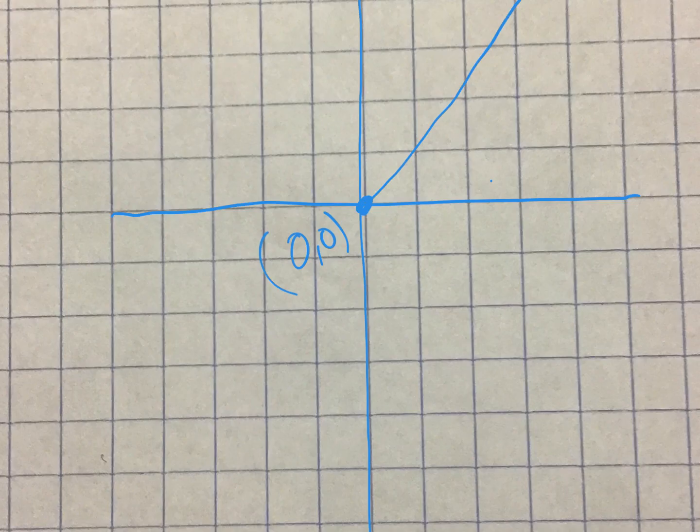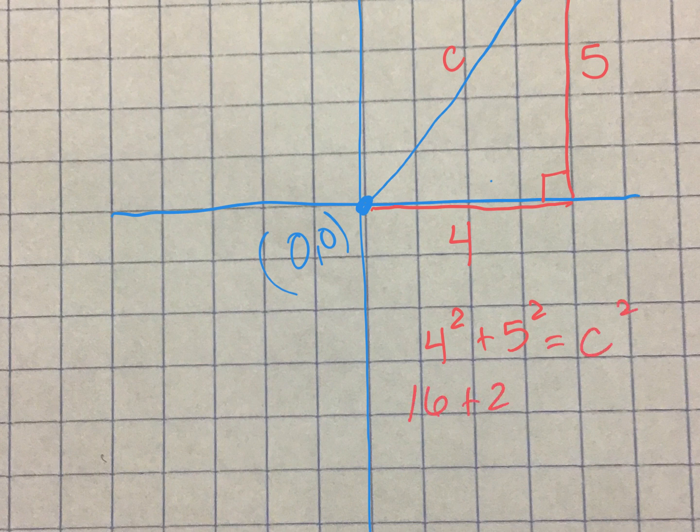Okay, it's 0, 0 to 4, 5. I'm going to draw my triangle, and then count the squares on the outside. So this is 4 squares. And this is 5 squares. And I need to find that third side, which is C. The hypotenuse is always C. And this is a right angle. So we do 4 squared plus 5 squared equals C squared. 16 plus 25 equals C squared. 41, and you can put it in the calculator.